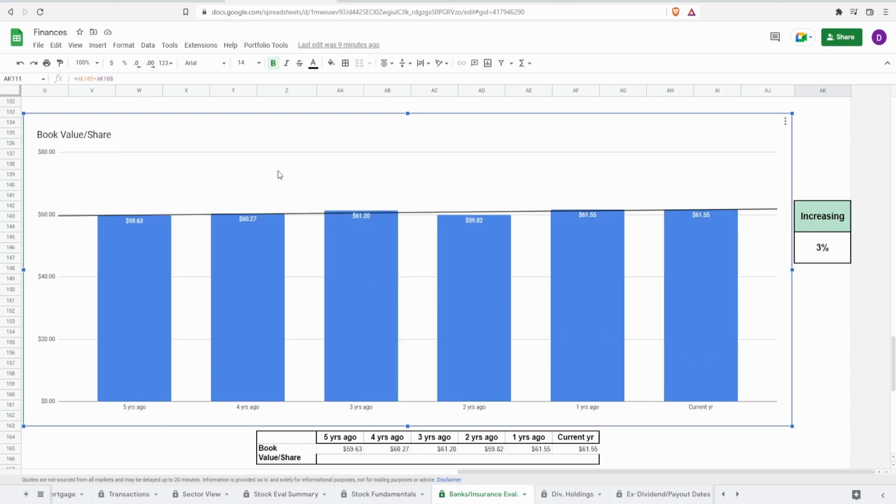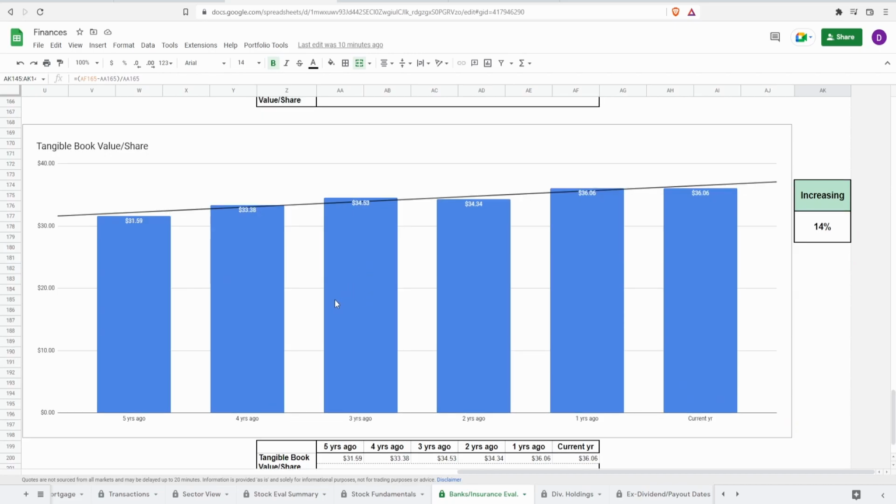Now let's take a look at the way that we actually see whether or not this company is worth buying today or not. And that's looking at the book value per share. What the book value is, guys, is essentially all of their tangible assets and all of their non-tangible assets that they have on their books. And then you divide this by the number of shares, and this is essentially how you come up with this number. So this is actually looking fairly good. An increase of 3% with a current book value per share of $61.55, up from $59.63 five years ago, which is really solid.